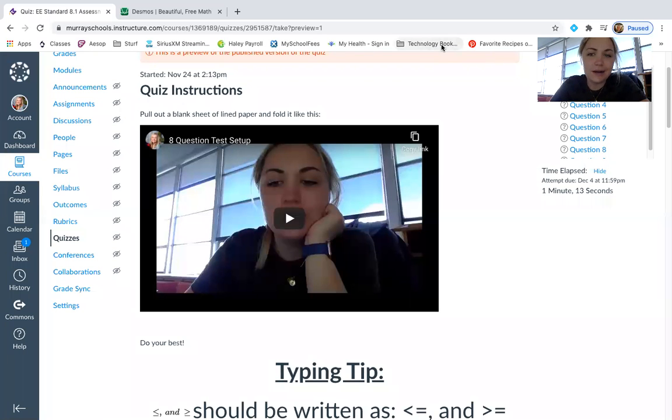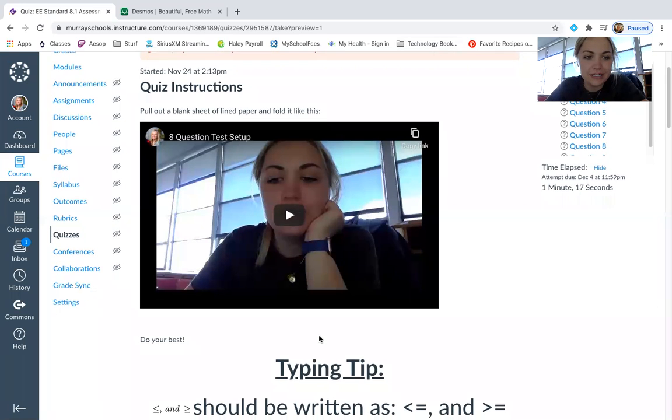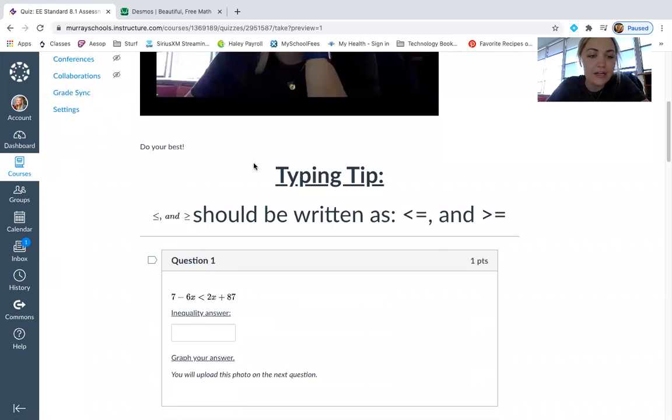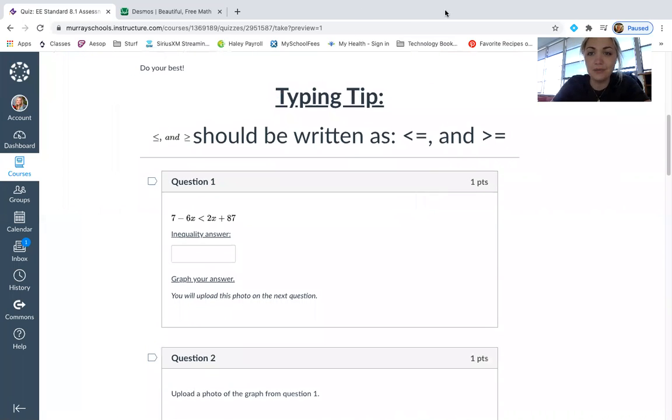All right, so we are going to talk about how to correct all of your mistakes from that test so that you can do better on this retake. So remember, we set up our page. Here's the typing tip that might have screwed some of you up. Remember, you have to do the symbol, then the equal to, so don't forget that as we're going into your retake. Let's talk about question number 1.